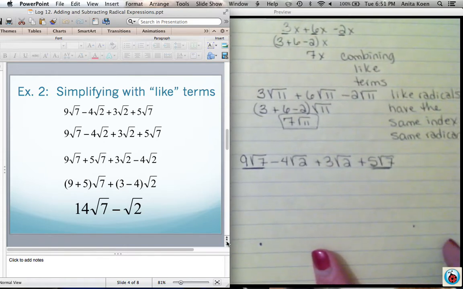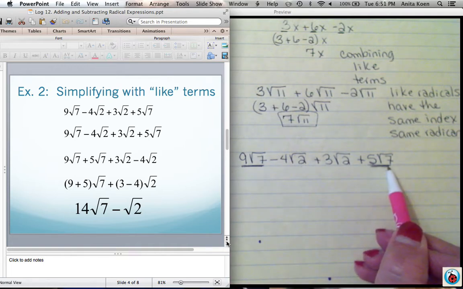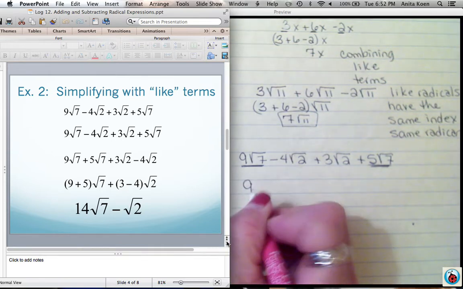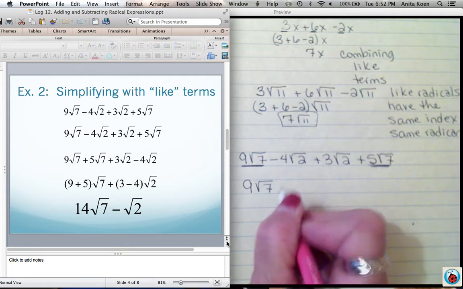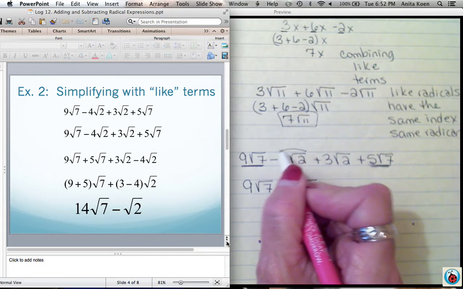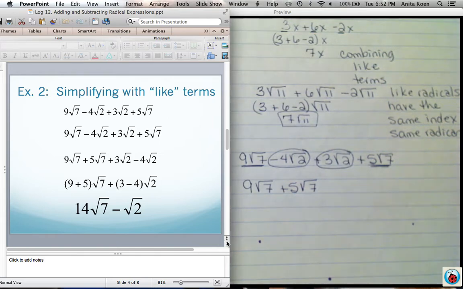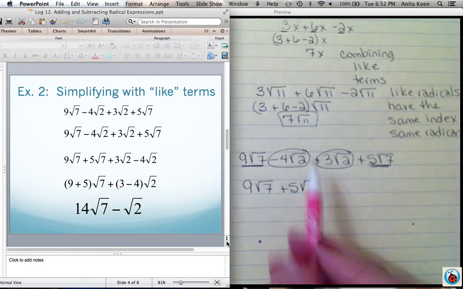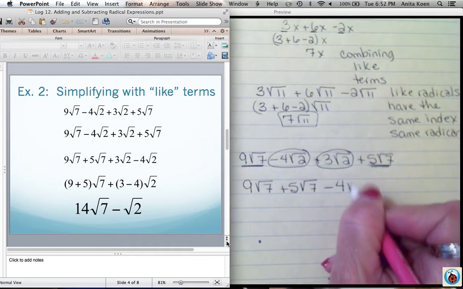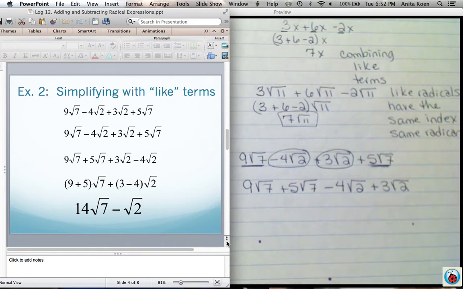Let me move this over so you can see it. The 9 square roots of 7 is like the 5 square roots of 7 because the index is the same and the radicand is the same. So I can move them together: 9 square roots of 7 plus 5 square roots of 7. The negative 4 square roots of 2 and the positive 3 square roots of 2 are like radicals because their index is the same and their radicand is the same. So I can put them together: negative 4 square roots of 2 plus positive 3 square roots of 2.